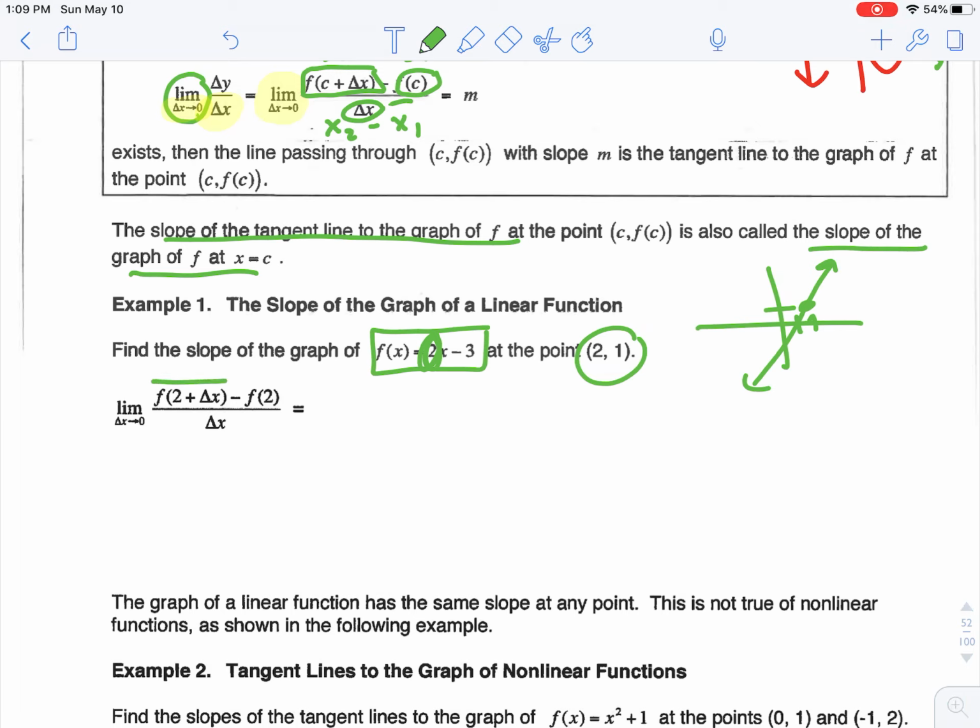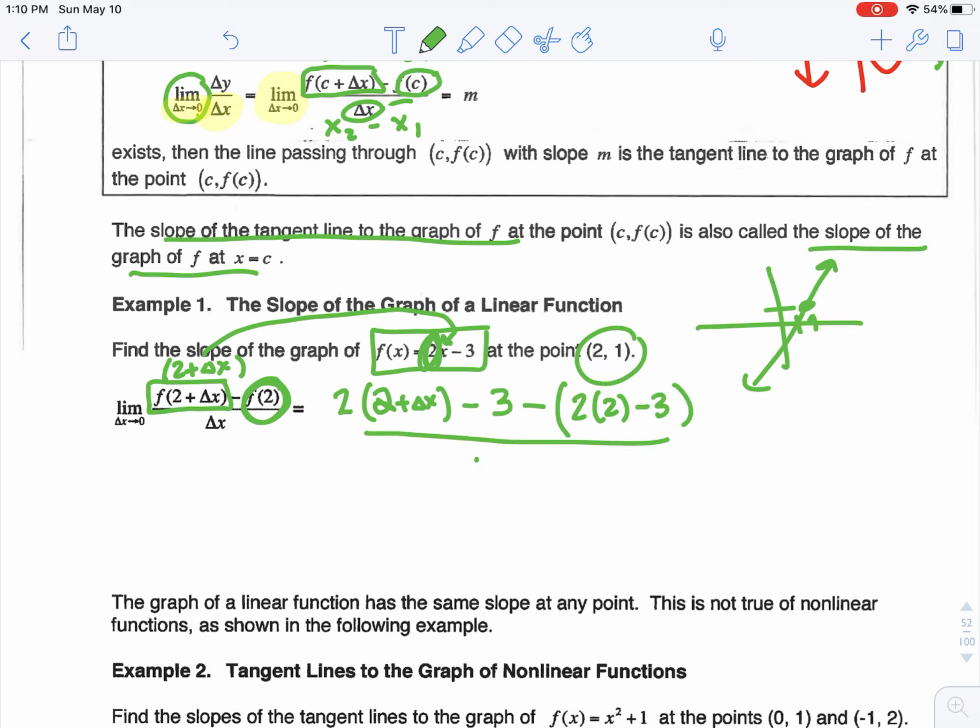So you're going to first find f of 2 plus delta x, which means I have to take this whole quantity, 2 plus delta x, and plug it in for x. So it's going to give me 2 instead of x, I put 2 plus delta x minus 3. Okay, then I'm doing the second part, minus over here, f of 2. Well, what's f of 2? I just plug in a 2 all over delta x.